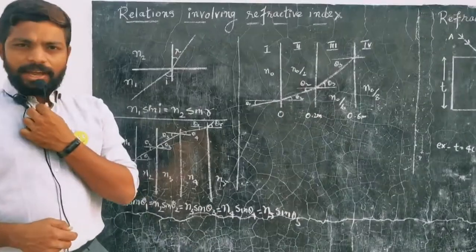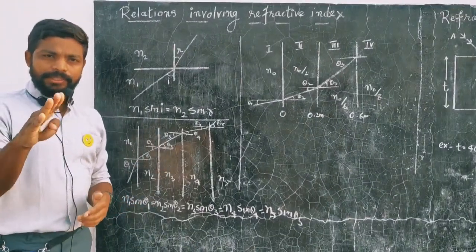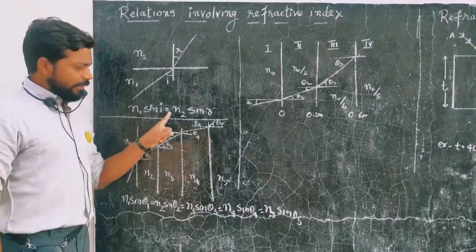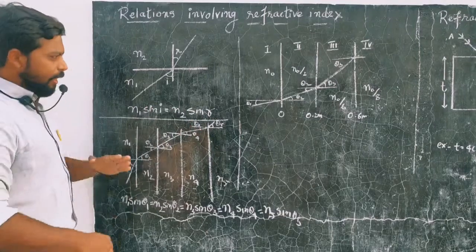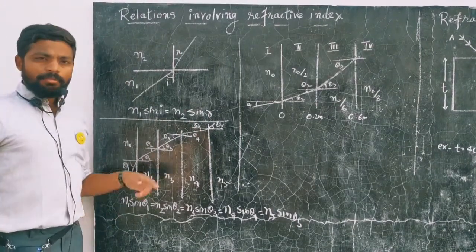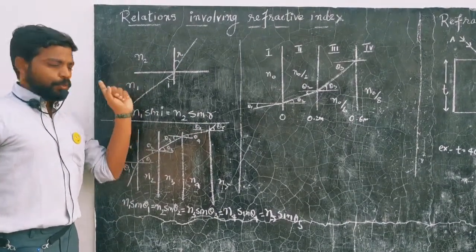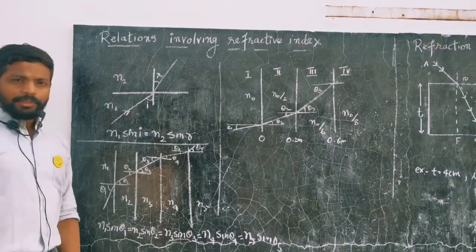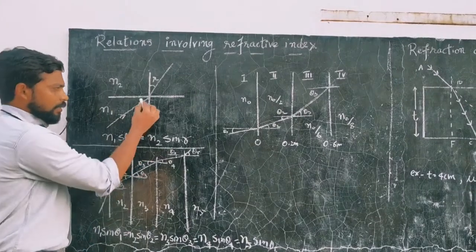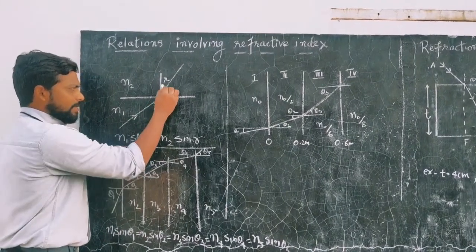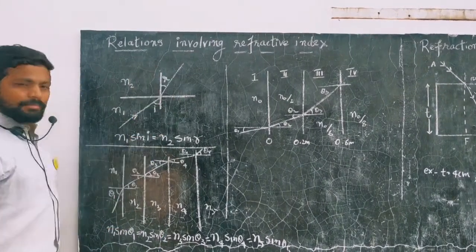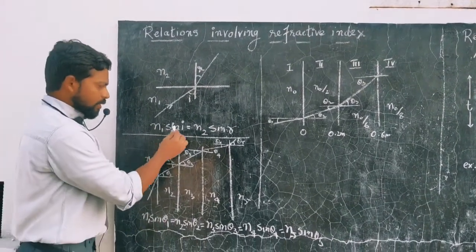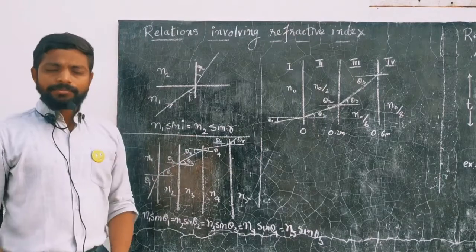In our previous class, we have seen this relation about Snell's law, n1 sin i is equal to n2 sin r. Let's say there are two mediums with refractive indexes n1, n2. When light travels from one medium to another medium, you will see it is bending. This is angle of incidence i and this is angle of refraction r. Then the relation from Snell's law is n1 sin i is equal to n2 sin r.